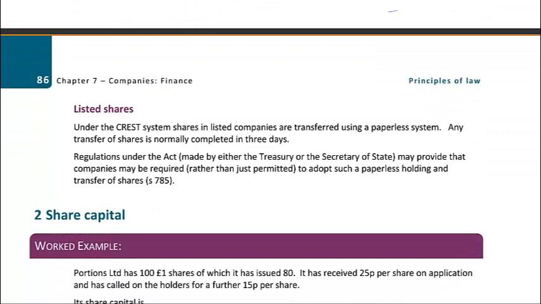If you're looking at listed shares, it's actually almost simpler because listed shares are transferred under the CREST system, and this is a paperless system. So you need to contact a broker and they will deal with the transfer for you. Now, I think most listed companies are now dealt with under the CREST, and it's just worth noting there that the Treasury or the Secretary of State can direct companies to sign up to CREST.